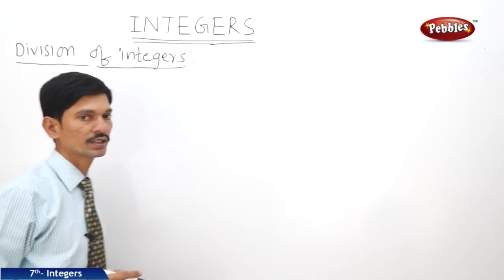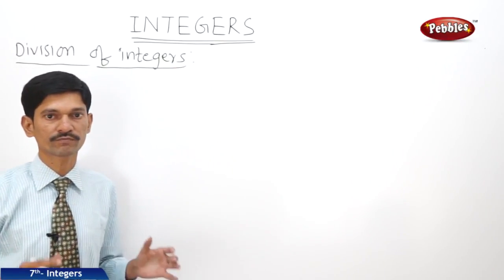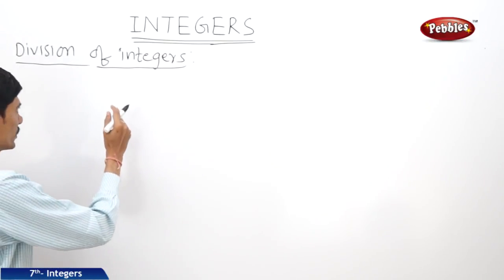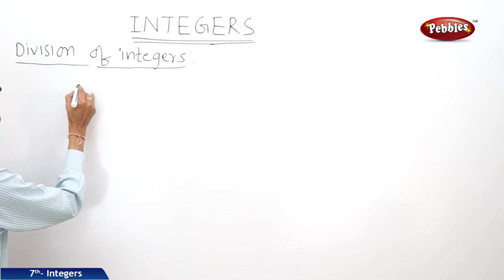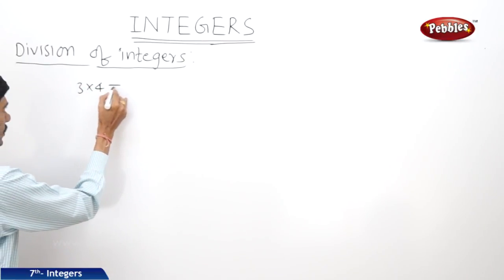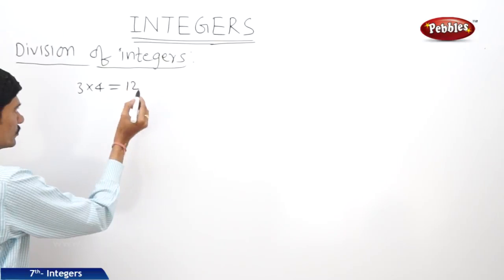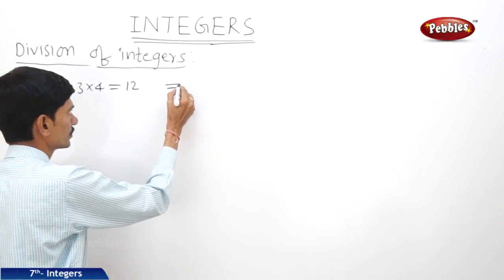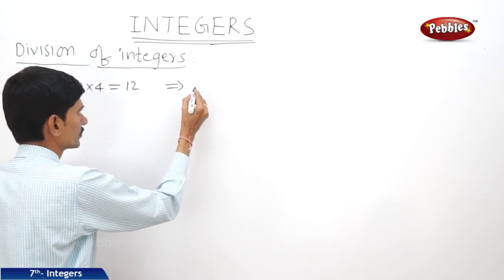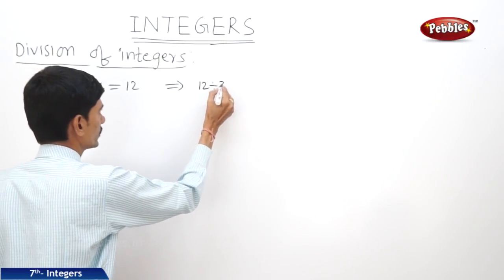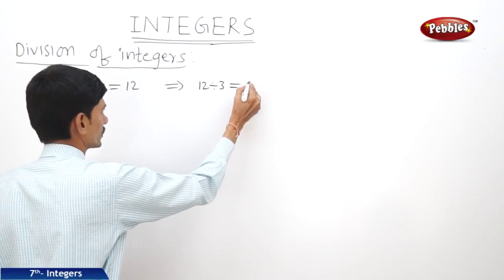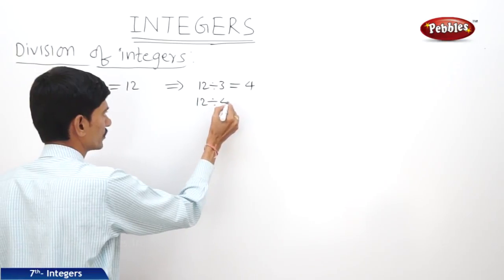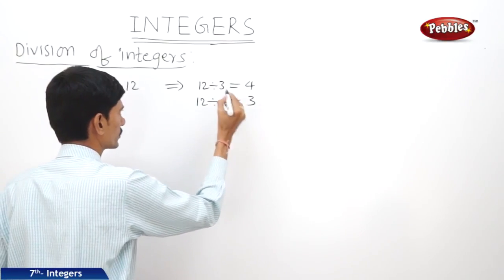Now we know that division is the inverse operation of multiplication. Now let us see the multiplication fact for the natural numbers. If we multiply 3 and 4, then we get the product 12. So for this multiplication, we have two division statements. When 12 is divided by 3, we get 4 as the quotient, or when we divide 12 by 4, then we get 3 as the quotient.